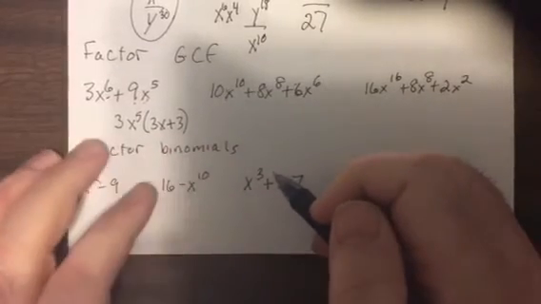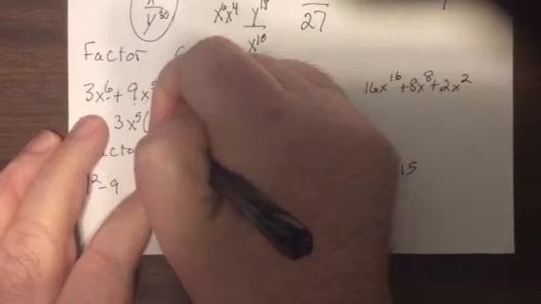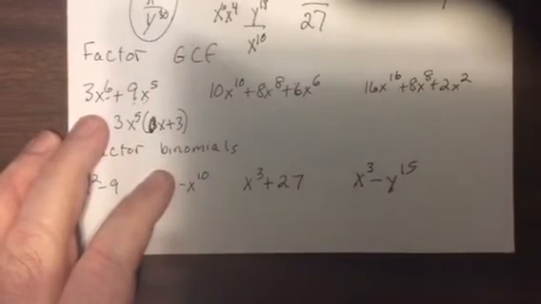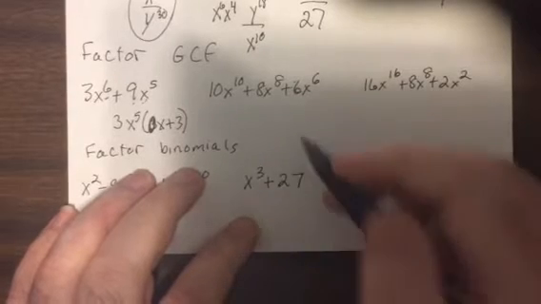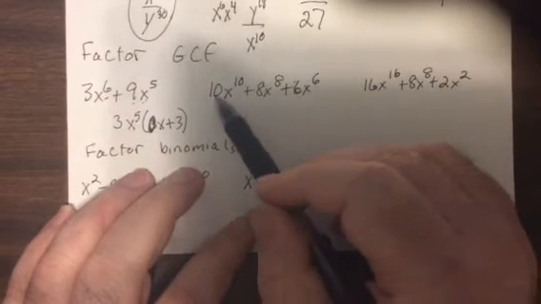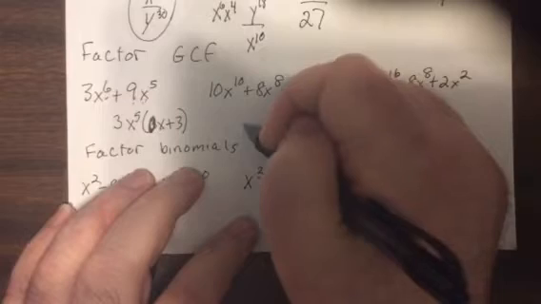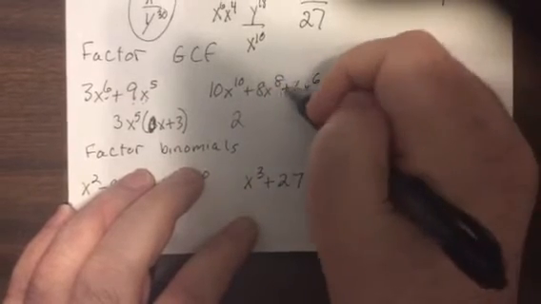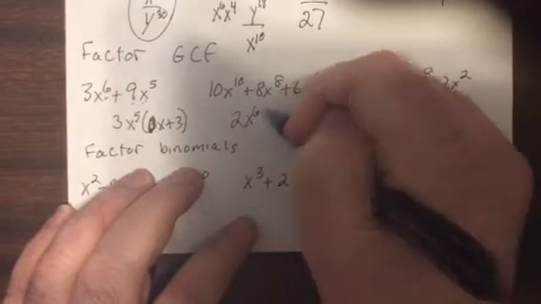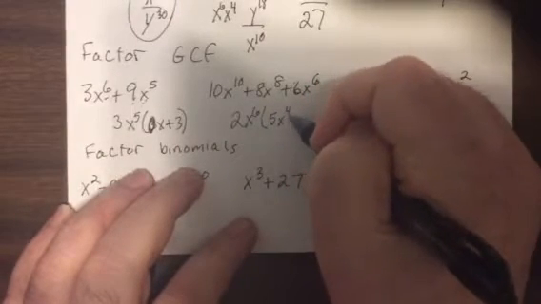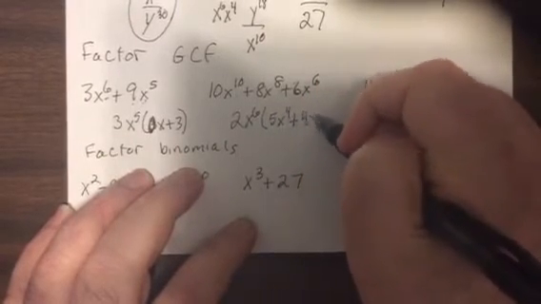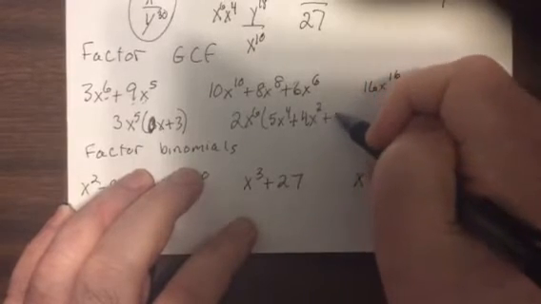This one, wait a minute, I made a mistake somewhere. This should just be x. I apologize. I made a boo-boo. It must be the candy bars. So, what goes into 10, 8, and 6? That's 2. And there is a variable in every term, so I factor out the lowest power. So it'd be 5x to the 4th plus 4x squared plus 3.